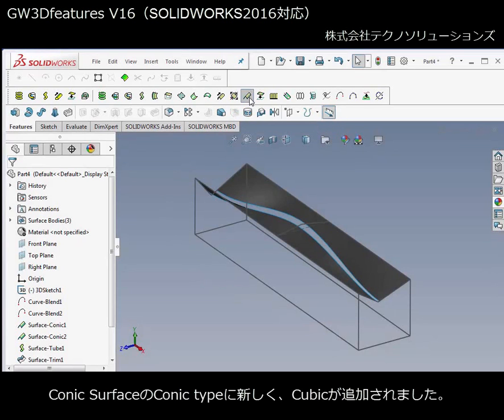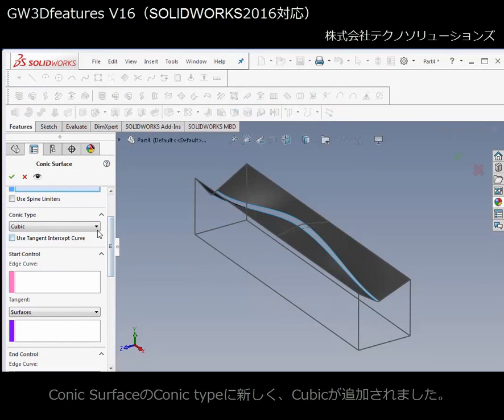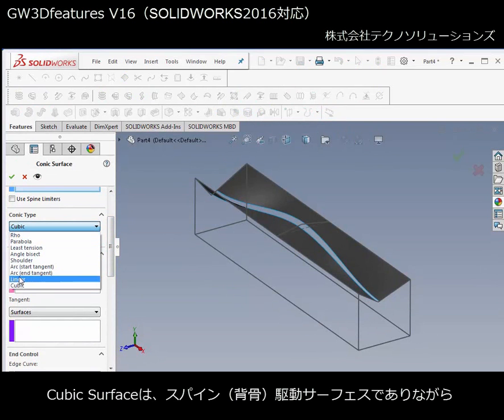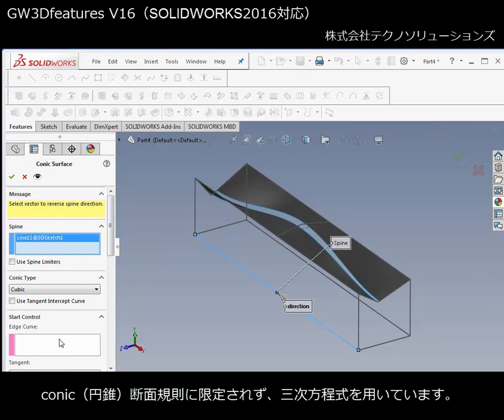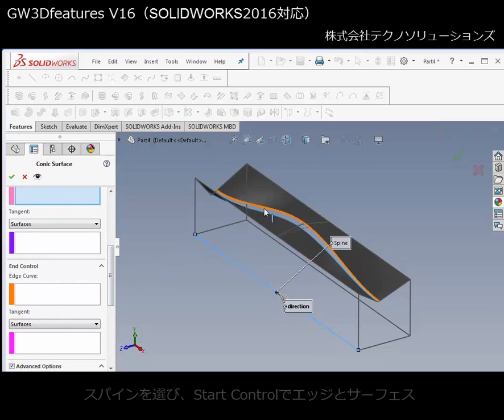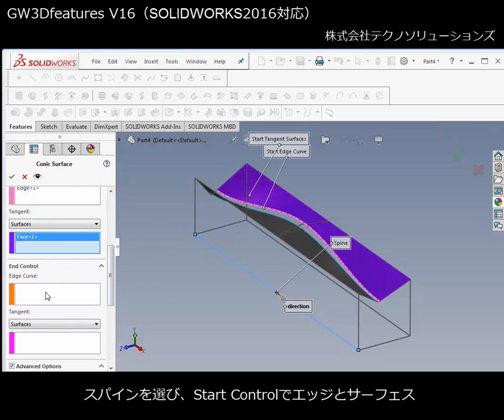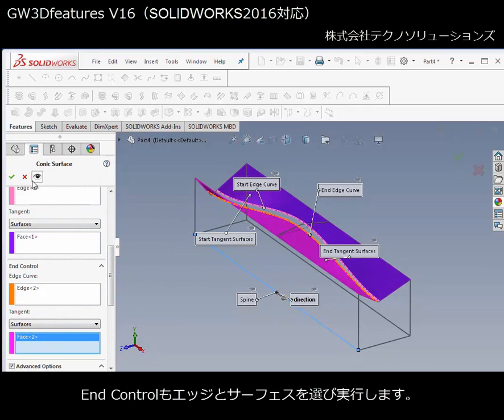CAD/CAM Components has added an additional surface type to the Conic. Cubic surface is still a spine-driven surface, but it's not limited to the Conic cross-section rules. It is driven by the cubic equation in cross-section. So the inputs are a spine, an edge, and its tangent, in this case a surface, and the second edge and tangent.